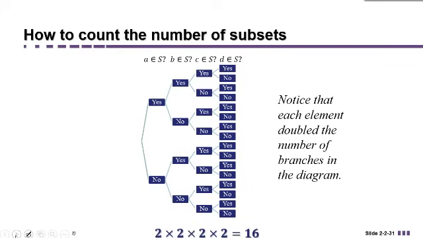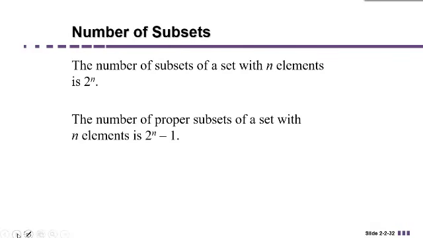Notice that each element doubled the number of branches in the diagram. 2 times 2 times 2 times 2 equals 16. That's really 2 to the 4th power, 2 to the power of the number of elements. So we have a formula. Anytime you're asked not to actually construct the subsets, but if I just ask you how many of them there are, if you have n elements in your set, you're going to raise 2 to that power.